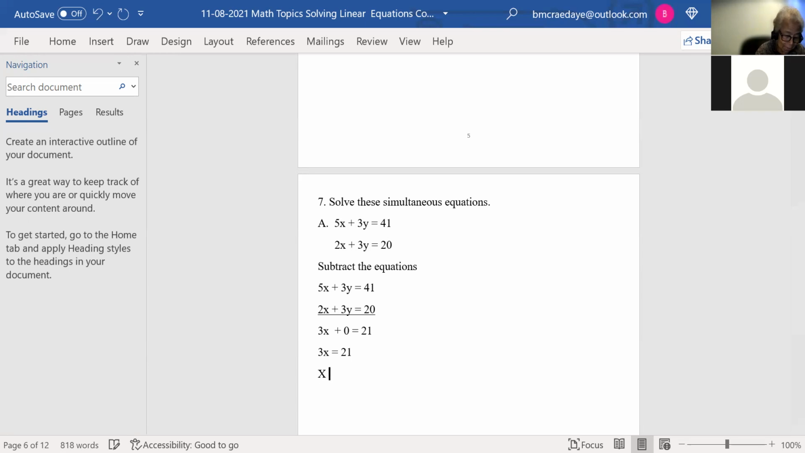x equals 21 over 3, and that's equal to 7. Now, so we have x, Maureen. How would I solve for y?